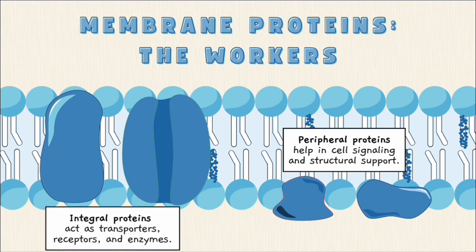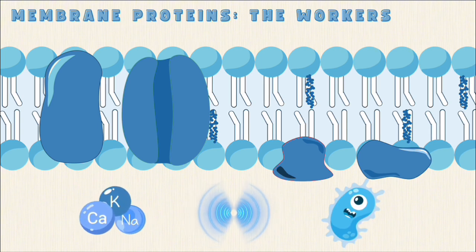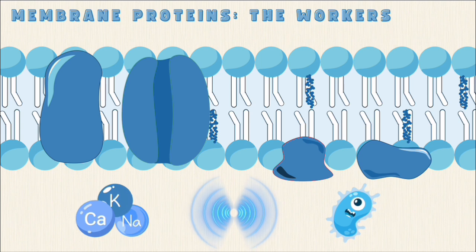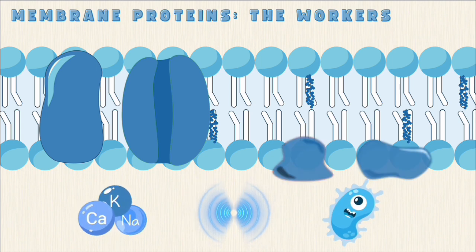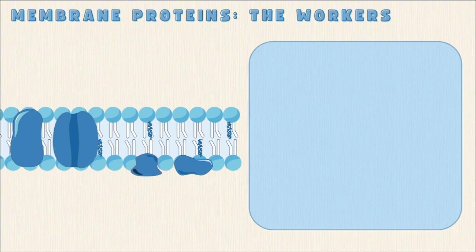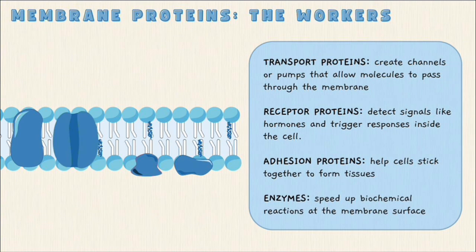These proteins handle everything, from allowing nutrients in, sending signals, supporting structure, to recognizing foreign invaders. For example, transport proteins create channels or pumps that allow molecules to pass through the membrane, while receptor proteins detect signals like hormones and trigger responses inside the cell. Adhesion proteins help cells stick together to form tissues, and enzymes speed up biochemical reactions at the membrane surface.